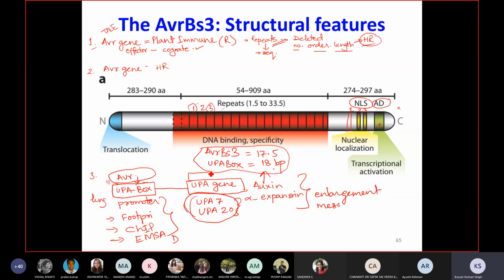And then the close observation that this always matches the length of the UPA box target, that means the repeats within the AVR genes are always equal or matching. They also found that the UPA box is one base pair longer than your repeats. If this is 17.5, then you always have a 0 position here, and this always starts with T. So there is a base pair here, a T. So this much we have seen in the first 2-3 lectures, and now we will see further.